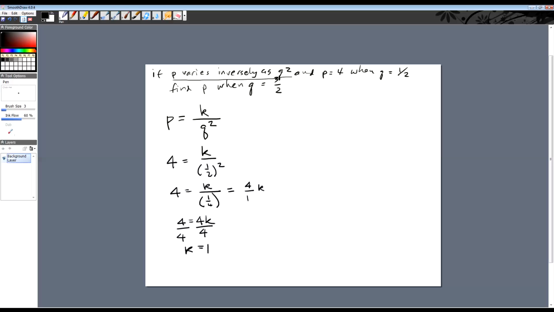If K equals 1, then P varies inversely as Q squared. So if Q is 3/2, then 1 over 3/2 squared is the same as saying 1 over 9/4, which is the same as saying 4 over 9.